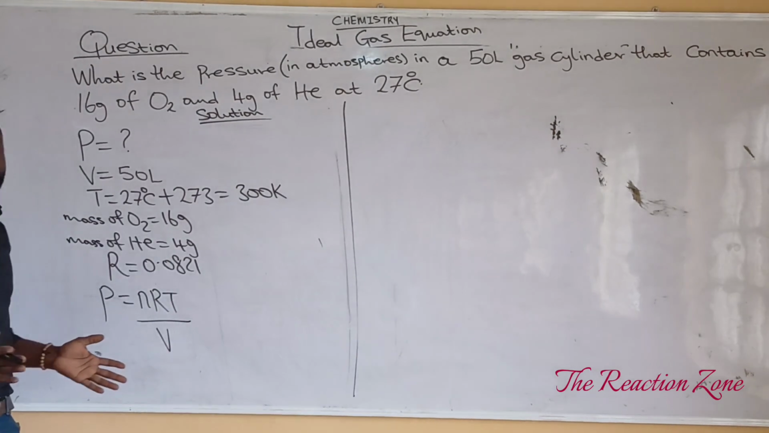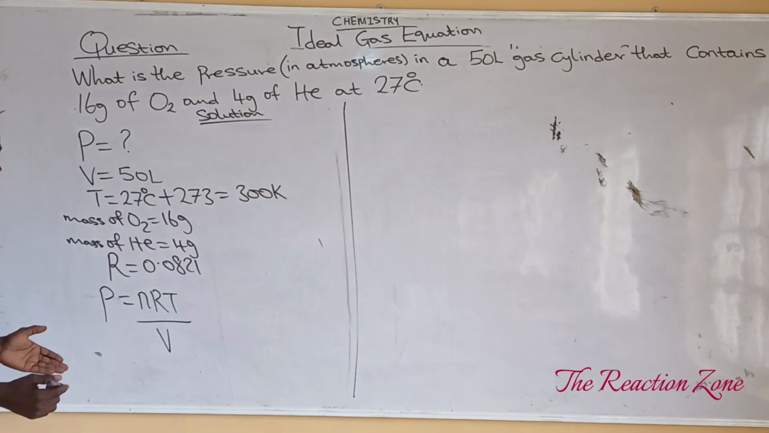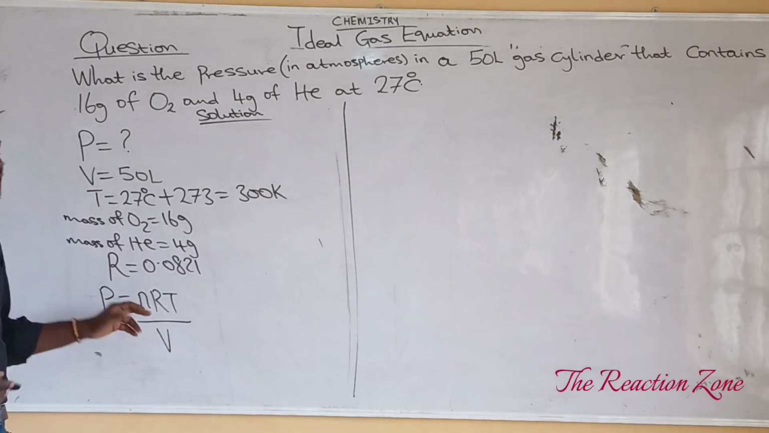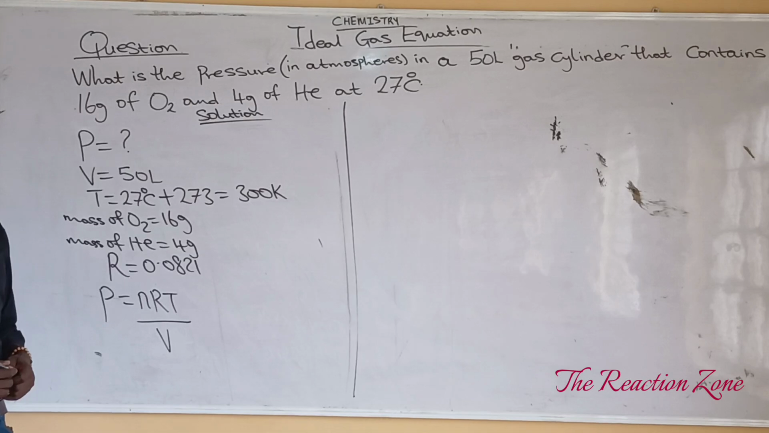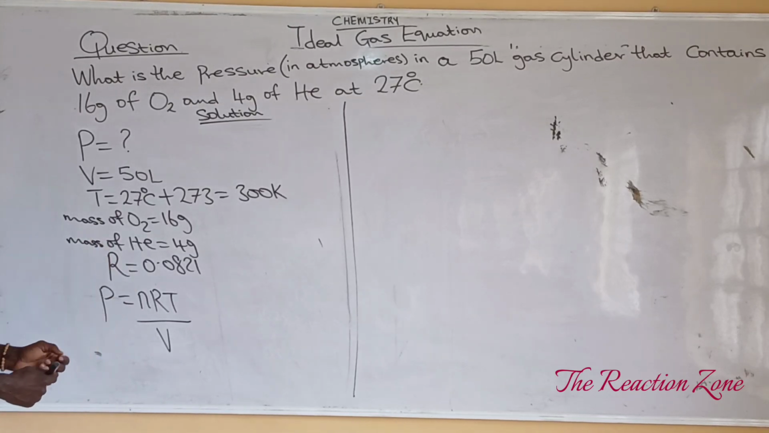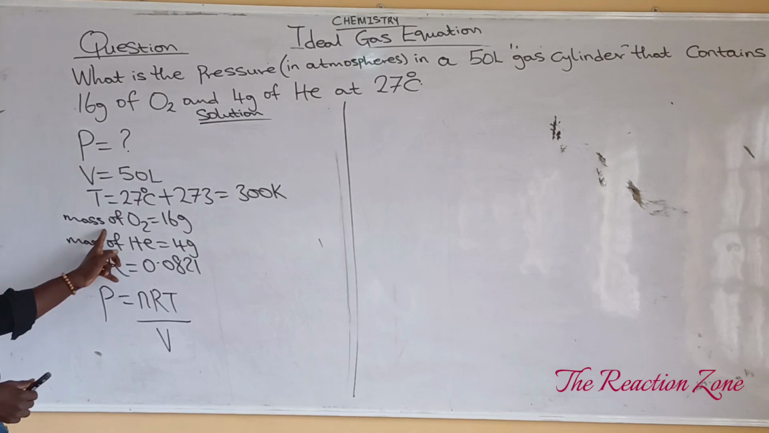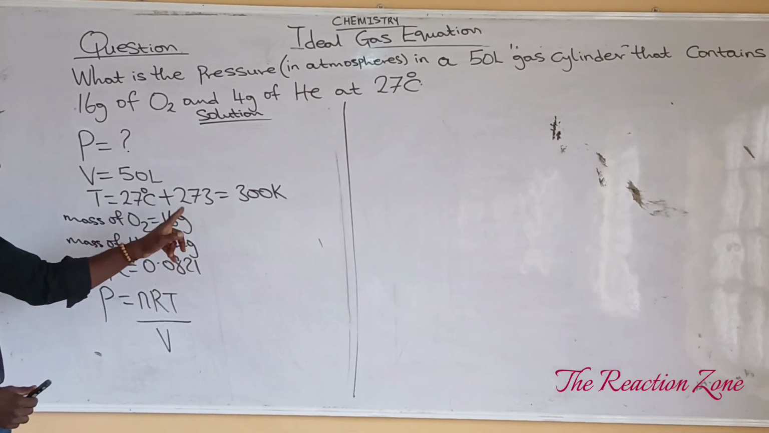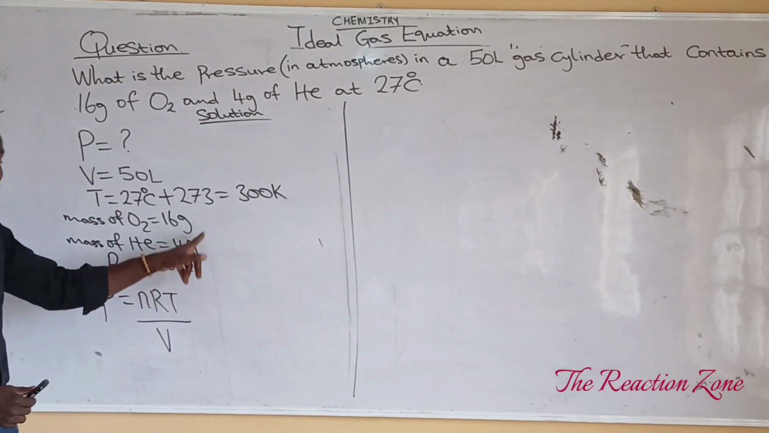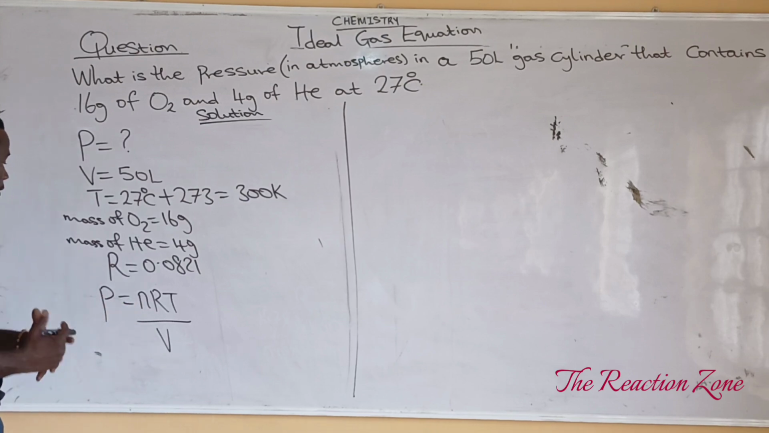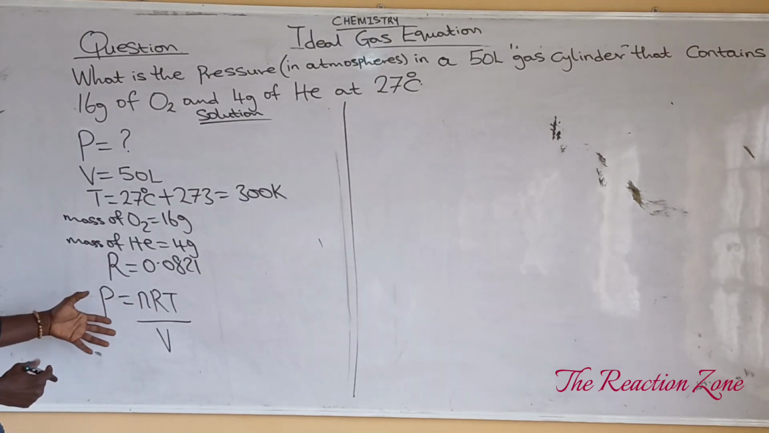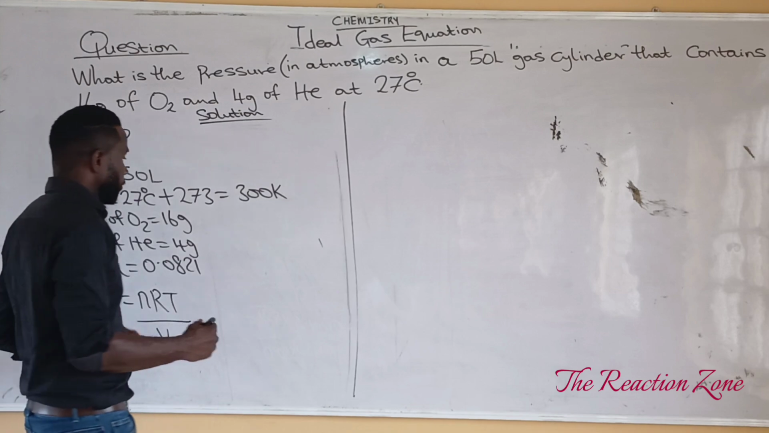But when you look at this question, we are not given the number of moles. Instead, we are given the mass of 2 gases. So it means that what we have to do to solve this problem is to find the number of moles of each of these gases and find their sum that will represent the total number of moles. Only then can we now find the pressure in atmospheres.